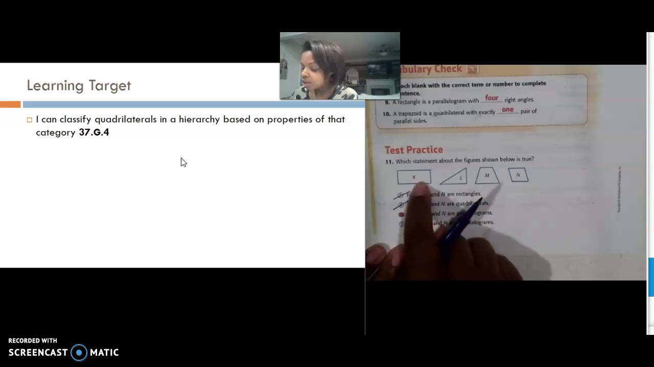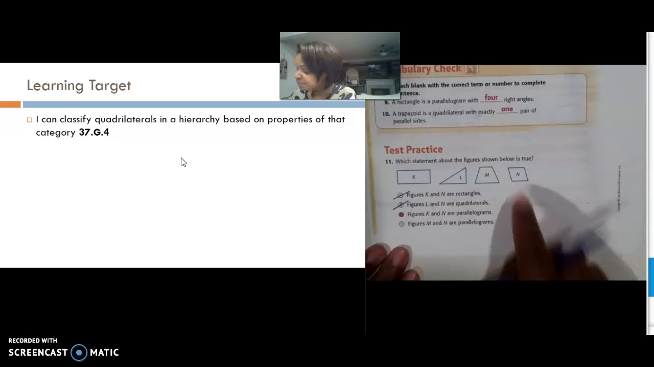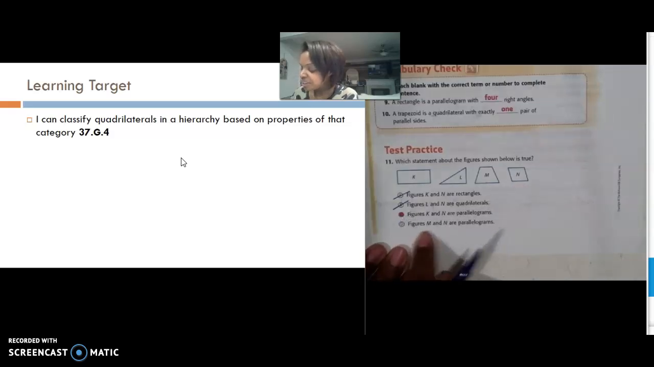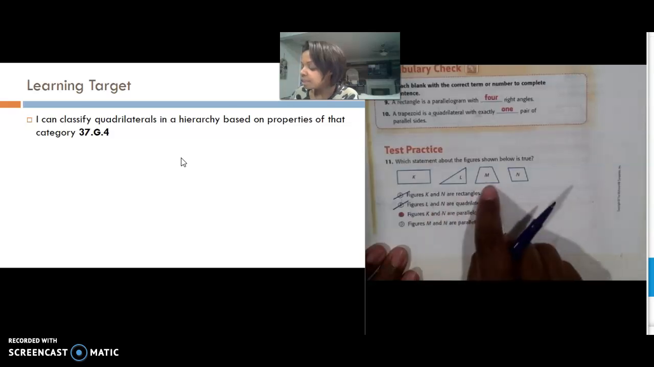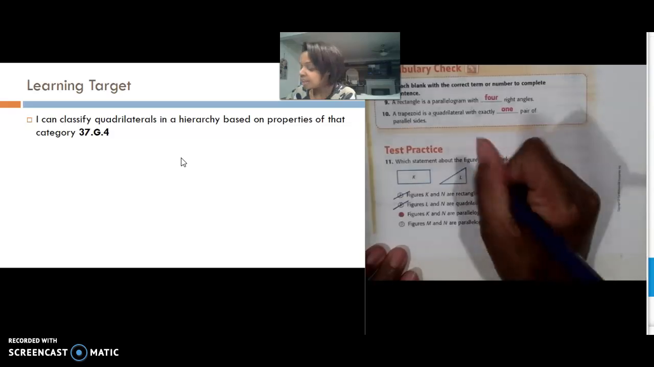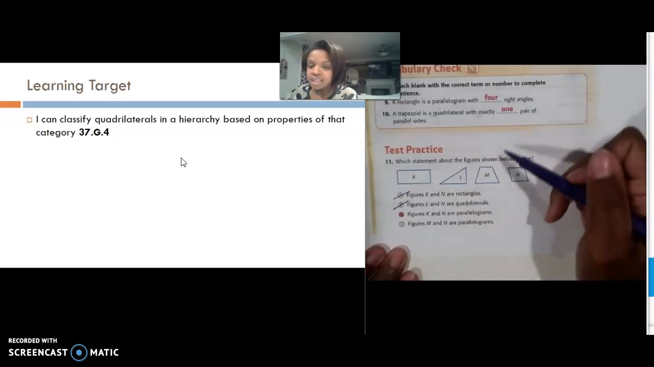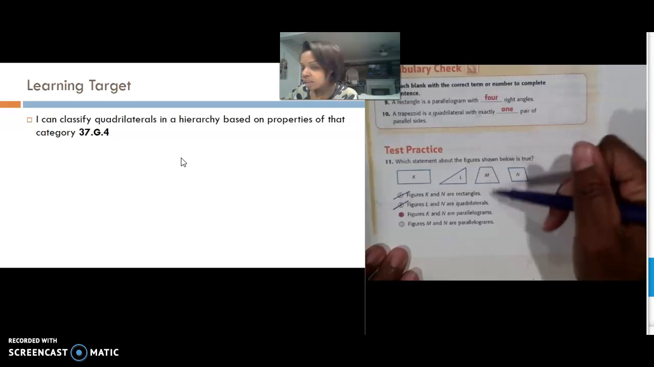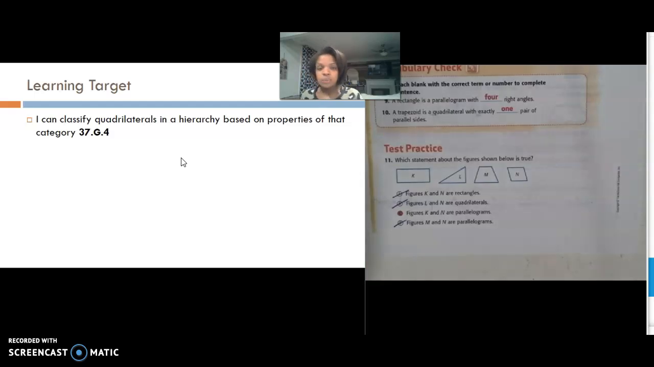K and N are parallelograms. K is a rectangle, and a rectangle is a parallelogram. N is a parallelogram, so that one is true. And let's look at the last one. M and N are parallelograms. M is not a parallelogram because it is a trapezoid. It only has 1 set of parallel sides, and that would be the top line and that bottom line that are parallel to each other. So that one also would not work.